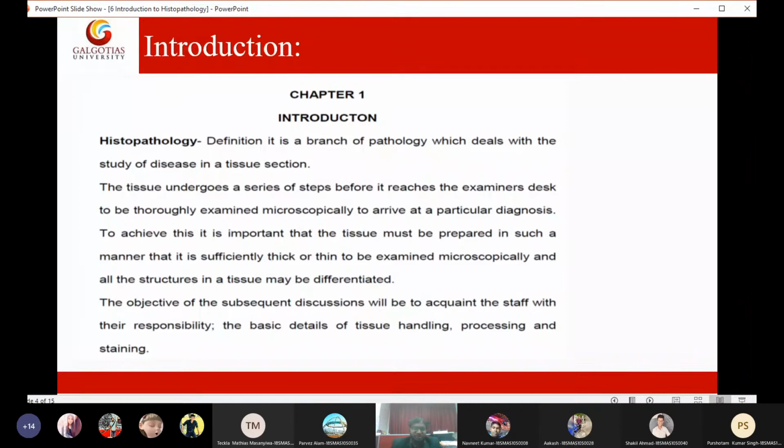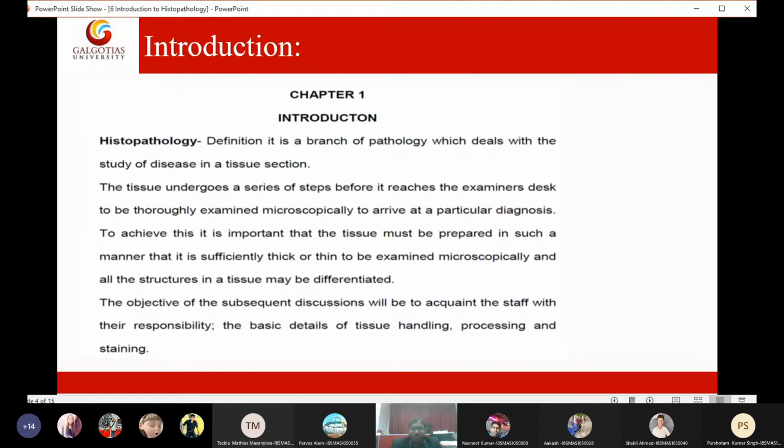The tissue undergoes a series of steps before it reaches the examiner's desk to be examined microscopically to arrive at a particular diagnosis. From the human body to the pathologist's table, there are several steps. When you follow the several steps with the correct procedure, then 100% you will get a good result.